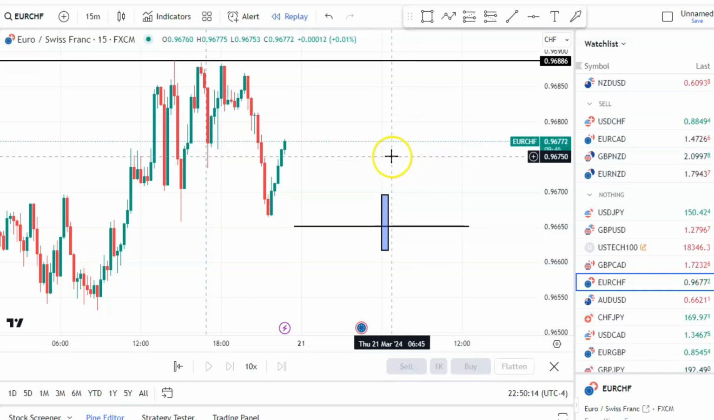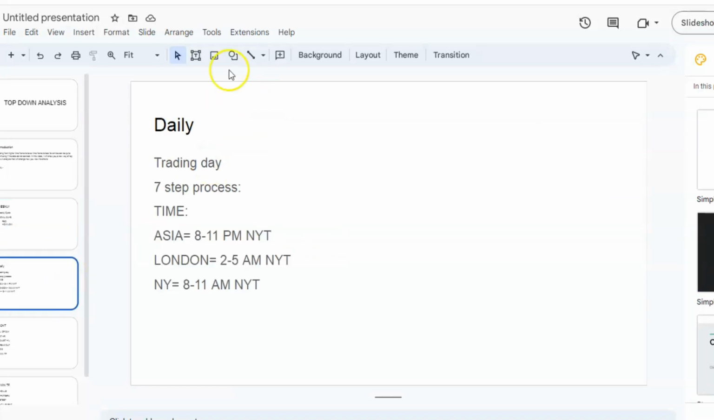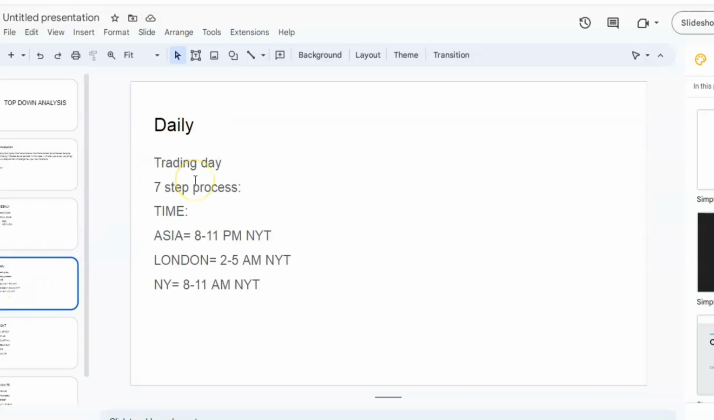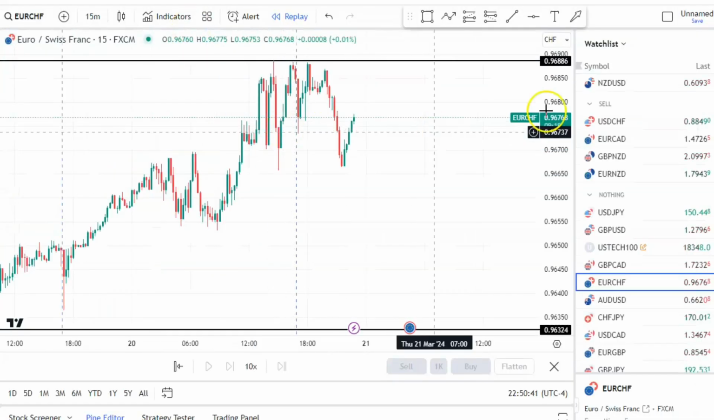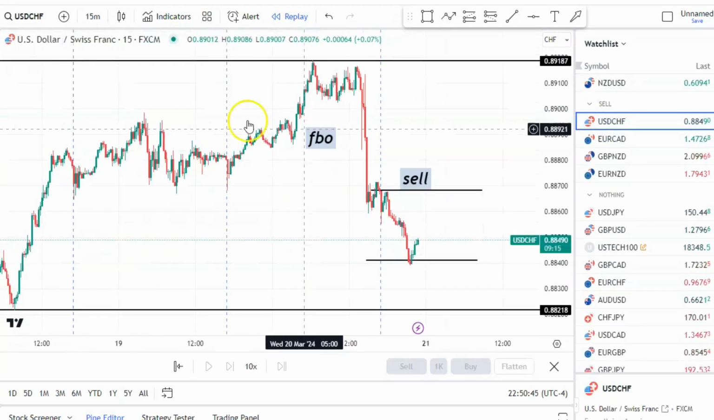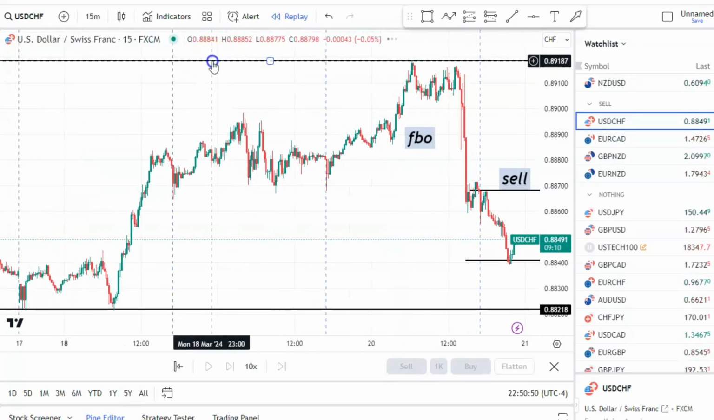So moving on to the next step, which is the daily analysis. Now, on the daily analysis, we use the signal days, especially the failed breakout, to know exactly which day we are trading and what to expect on that trading day. For example, if we look at the Swiss franc, we have Monday setting the high of the week.